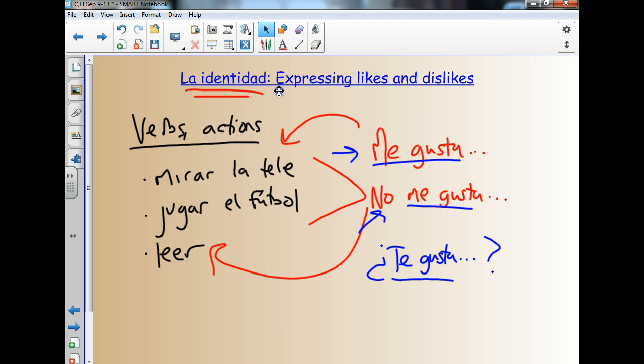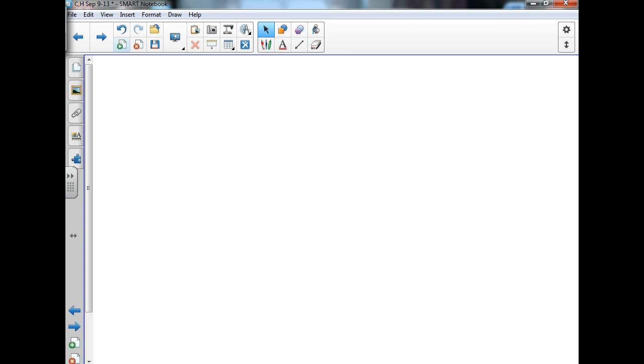So here we're talking about actions. Okay? These are all things that you do. The game changes a little bit when we start to talk about things, when we start to talk about objects and things and people and all that good stuff. So again, with the verb gustar, when you start to talk about things, you're also going to use this expression me gusta.